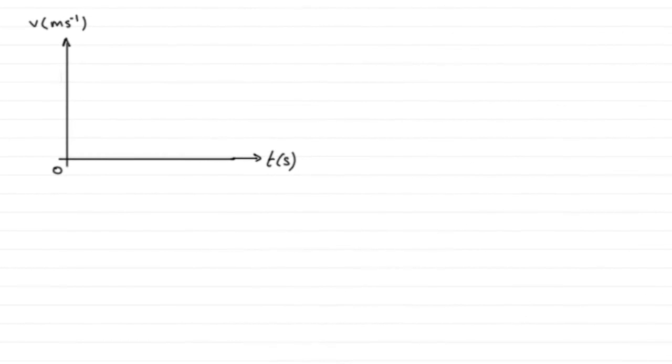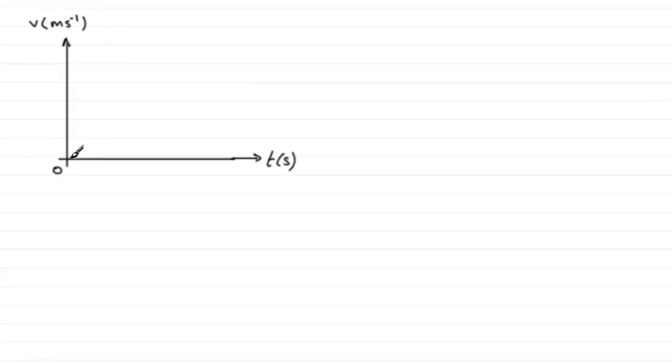Now for this part we have to draw a speed time graph for the motion of the car, and I've started off by drawing our axes here. We've got the horizontal axis representing time labelled in seconds, and the vertical axis for the speed v in meters per second.